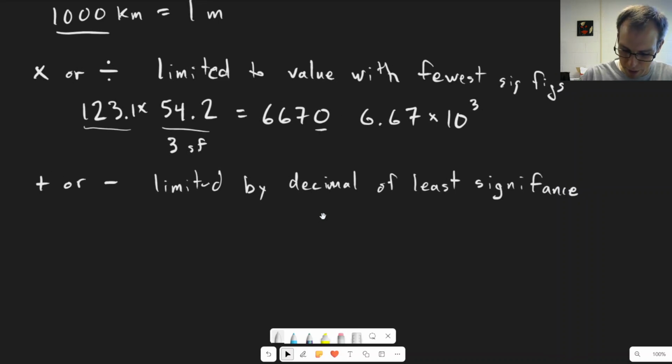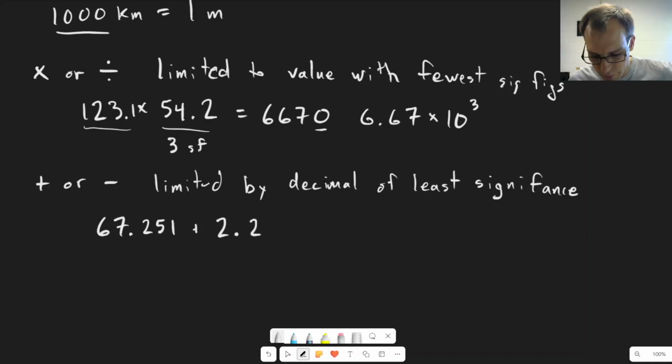Let's say we have the number 67.251, and we are adding the number 2.2. Now, our number 67.251 is very precise. We have 5 significant figures in that value, but our number 2.2 that we're adding is not nearly as precise. It's only known to the tenths place. And so we'll limit our answer to going to the tenths place in terms of significant figures.